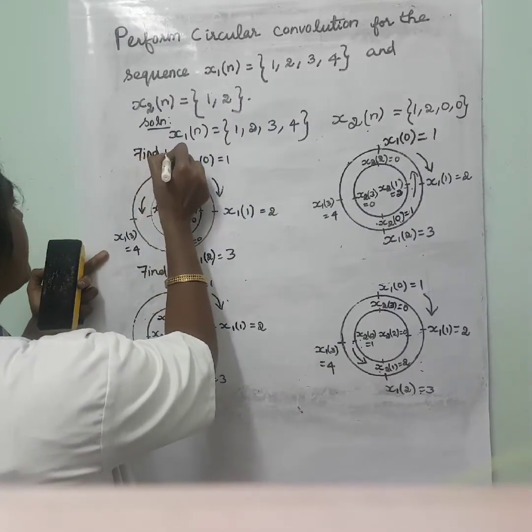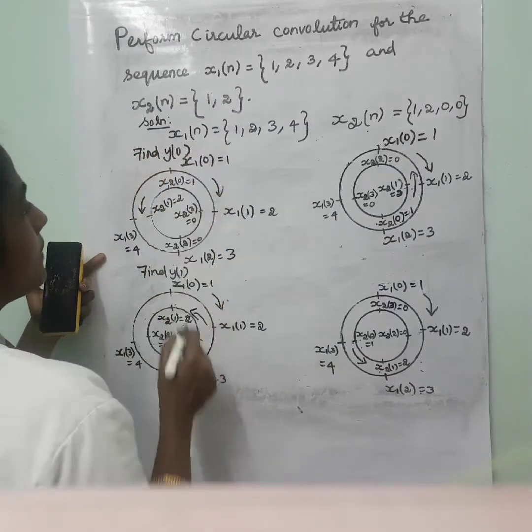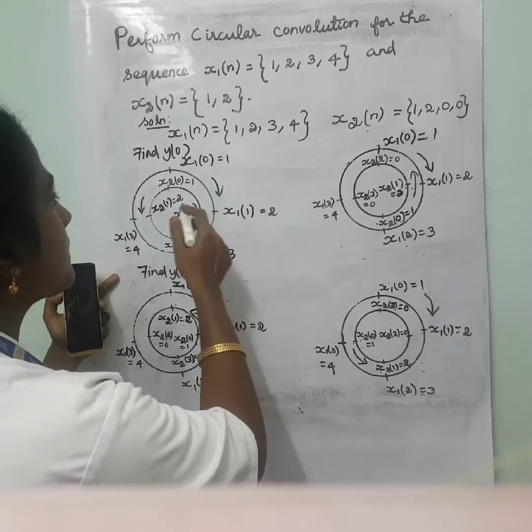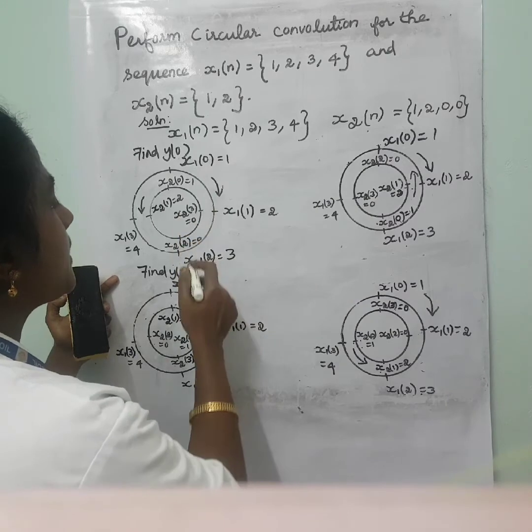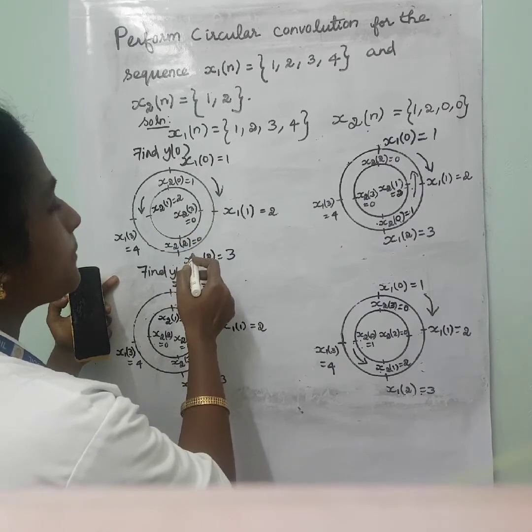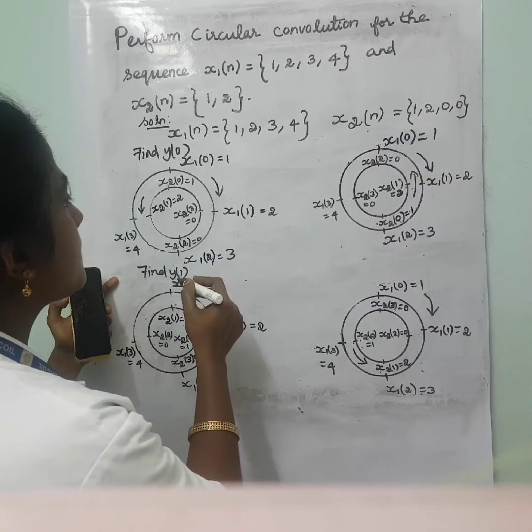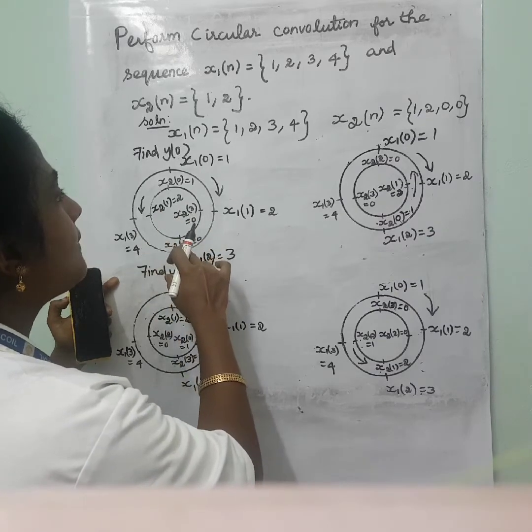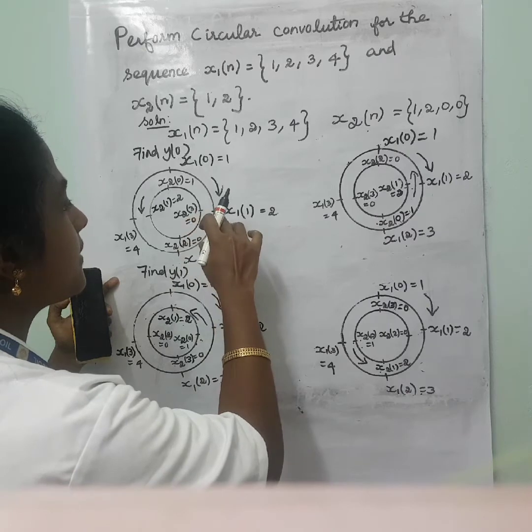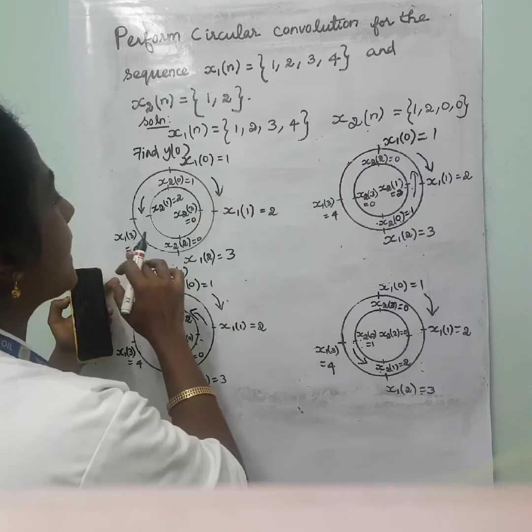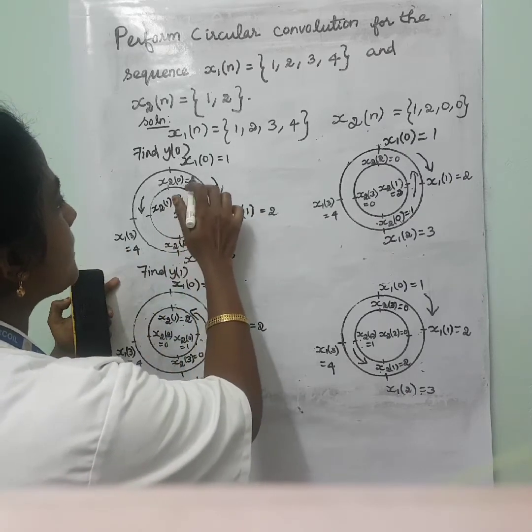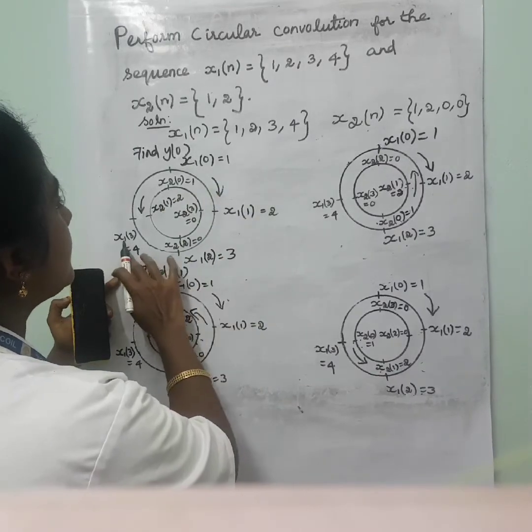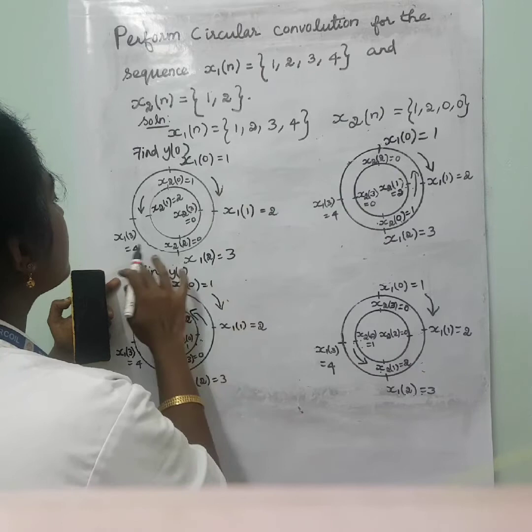In order to find y of 0, draw two concentric circles. That is, the outer circle represents the x1 of n sequence and the inner circle represents the x2 of n sequence. In the outer circle, plot the value of x1 of n sequence in the clockwise direction. So you will get like this: x1 of 0, x1 of 1, x1 of 2, x1 of 3. That is, the values are 1, 2, 3, 4.